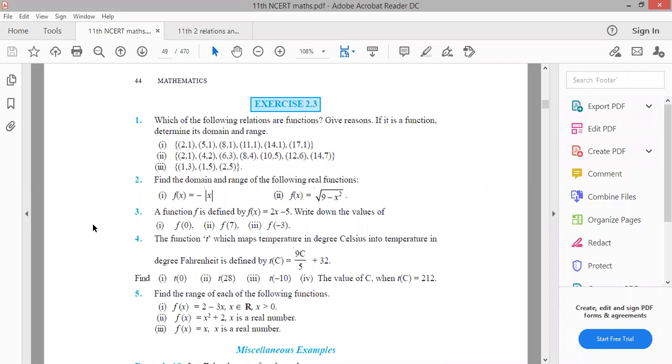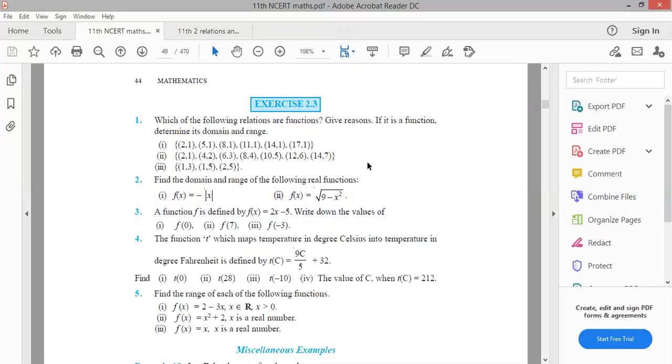Let's see question number 3 of exercise number 2.3. It is a function f defined by f of x is equal to 2x minus 5. We have to find the value of f of 0. That means we have to find the value of function f at x is equal to 0. In order to find this value, we simply put x is equal to 0 on the right hand side.